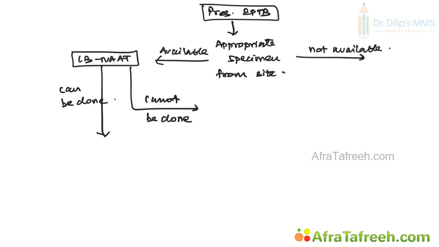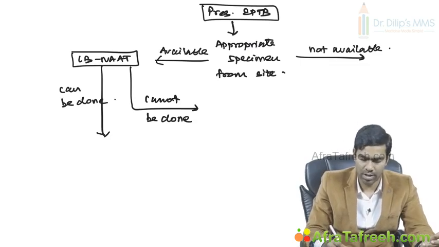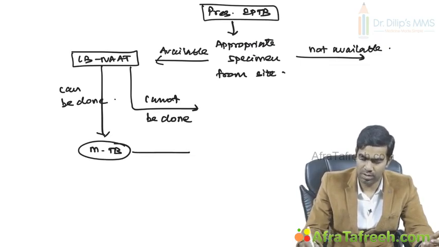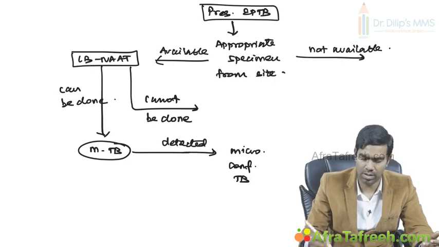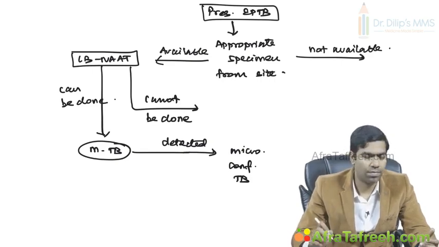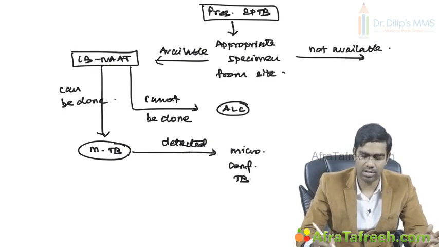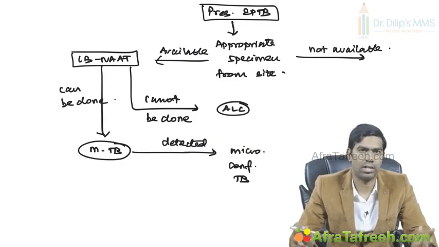GeneXpert can be done means fine. You are just running the sample in the CBNAAT and GeneXpert and finding out whether M. tuberculosis is detected or not detected. If M. tuberculosis is detected by GeneXpert, you know very well you are going to brand this patient as a microbiologically confirmed tuberculosis case. If GeneXpert cannot be done, you have to do alternative strategies like automated liquid culture, or you can do an ADA and find out it's a clinically diagnosed TB.